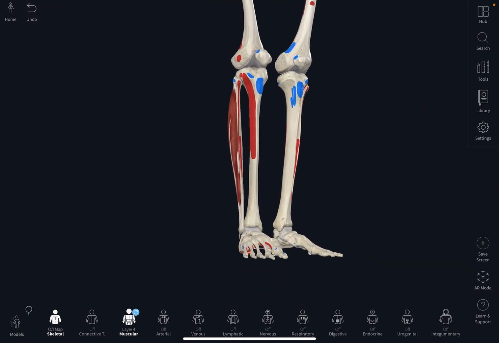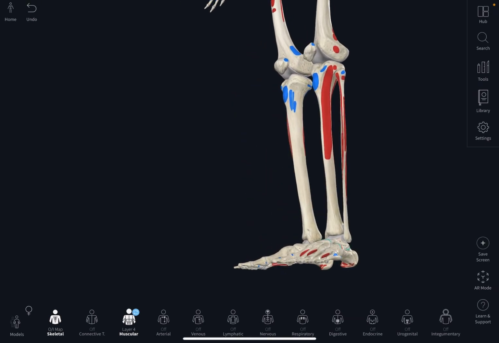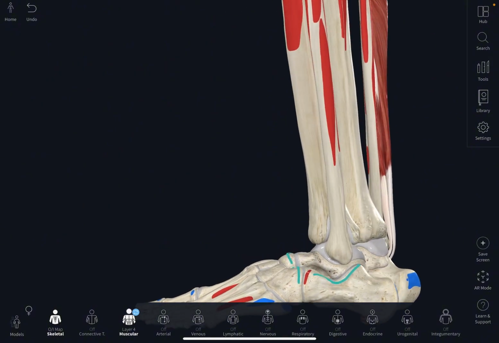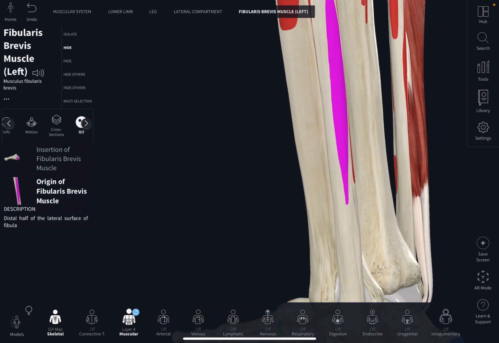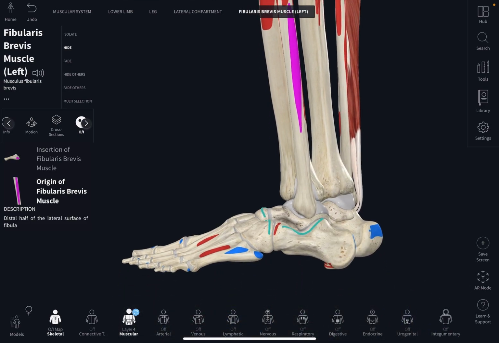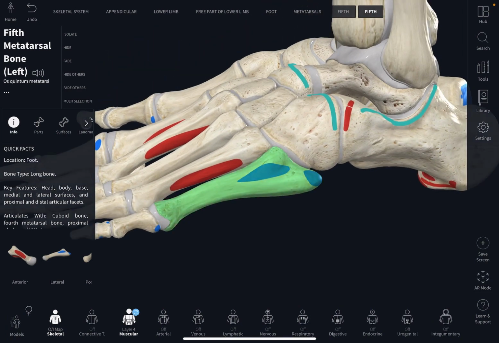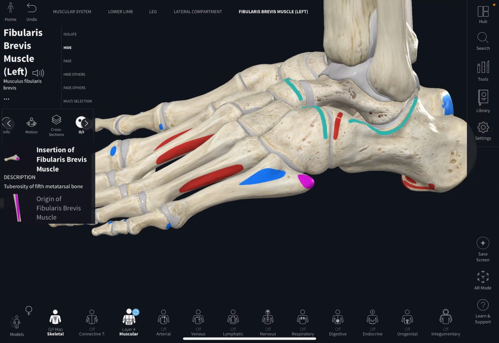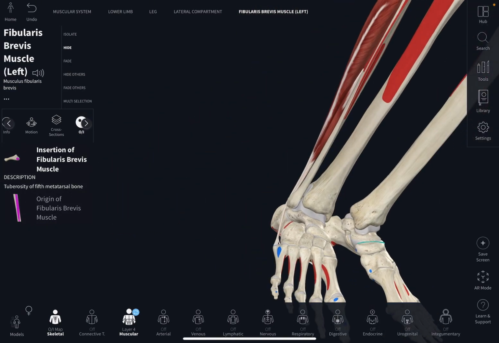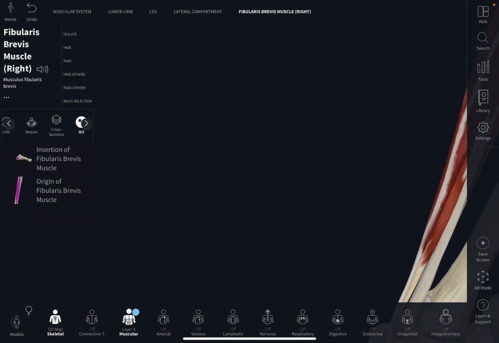Fibularis brevis is going to be in the lower third of the lateral fibula, and it's going to attach itself to the tuberosity of the fifth metatarsal bone. So right here, here's the lateral fibula and the lower third. Here's the origin site, and it's going to attach itself to the tuberosity of the fifth metatarsal bone right here. And this is going to help with eversion and weakly with plantar flexion. Brevis is going to be more deep in the lateral compartment.